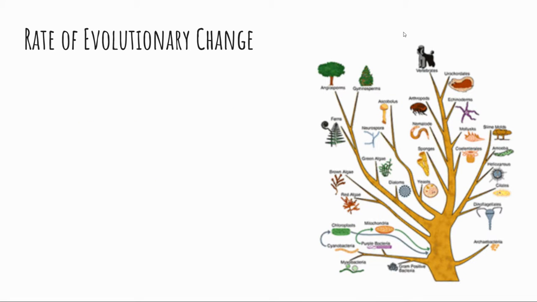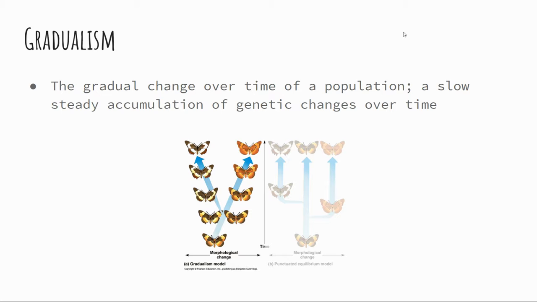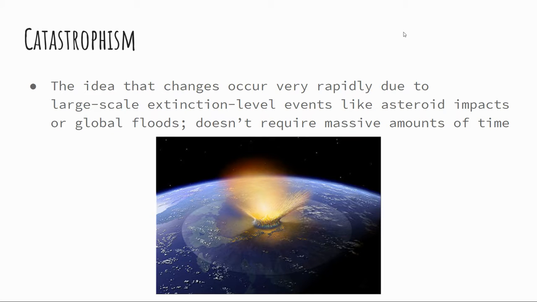So let's look at the rate of evolutionary change. Gradualism is the gradual change over time of a population, and this is going to be a slow and steady change in genetics, which will give change to physical traits over time. Catastrophism is the idea that changes occur very rapidly due to some large-scale extinction event or other large-scale events that force organisms that can survive the event to adapt quickly.